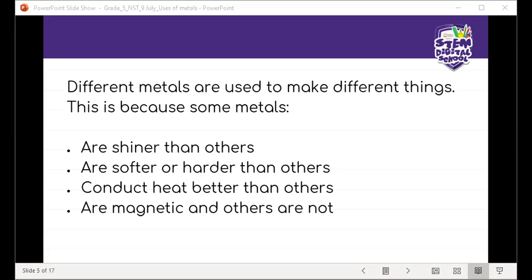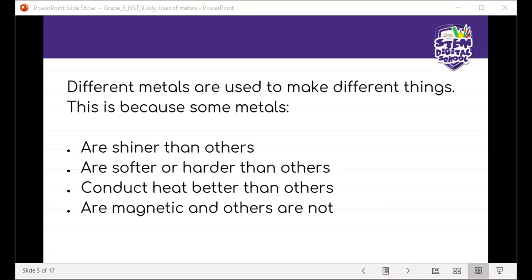Which three metals are magnetic? Leletu says aluminium. All right, thank you, Leletu, for the answer.